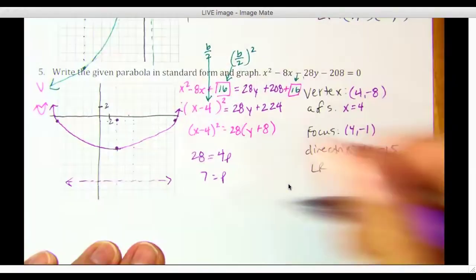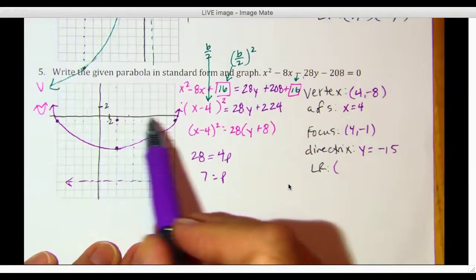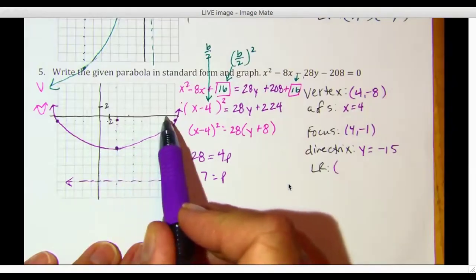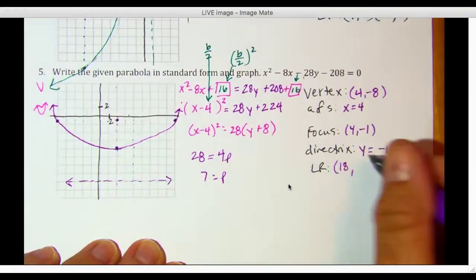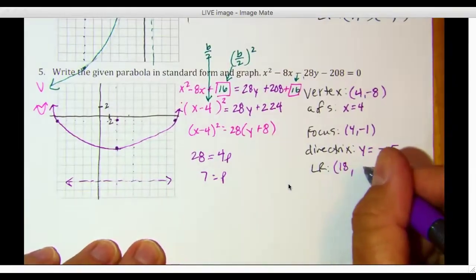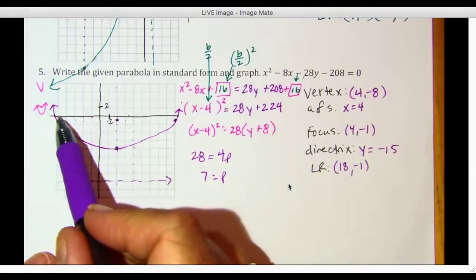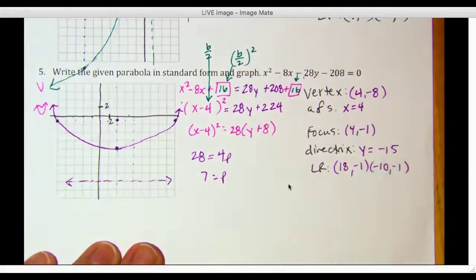And the endpoints of our LR then, this was 2, 4, 6, 8, 10, 12, 14, 16, 18, and -1. And then 2, 4, 6, 8, 10. So -10, -1. And that brings us to the end of section 3.